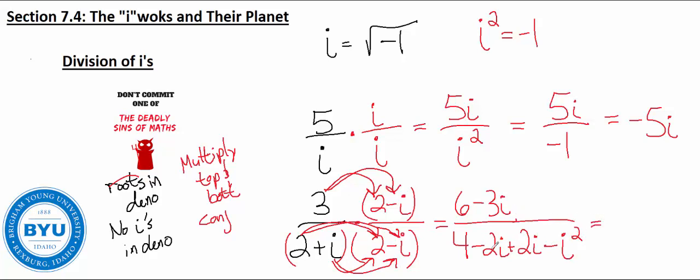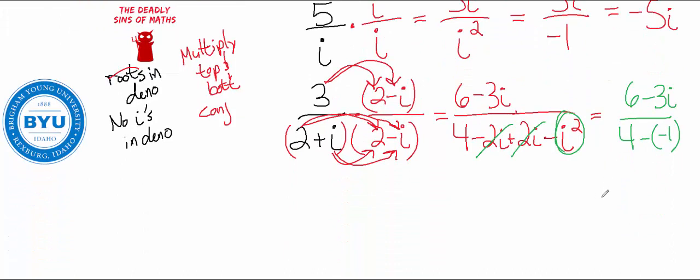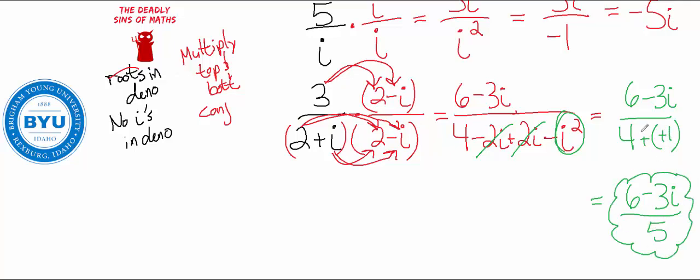Cool. Notice that on the bottom, the -2i and the plus 2i go away. And remember that i squared is -1. So really, we're left with 6 minus 3i all over 4 minus a -1. Do you see that? It's minus i squared, and i squared is -1, so I wrote 4 minus a -1. And so our final answer comes out to be 6 minus 3i all over 4 minus a negative. That becomes plus. And there's our answer right there: 6 minus 3i all over 5.